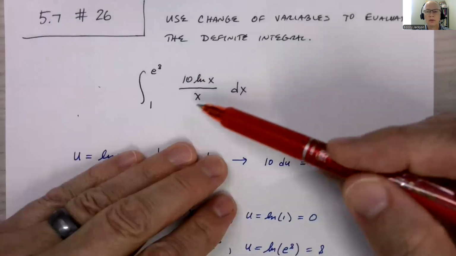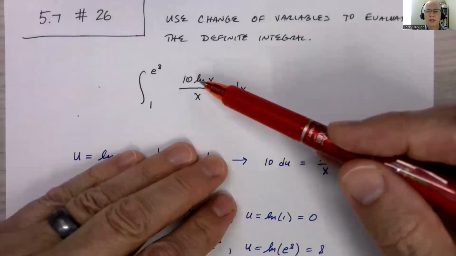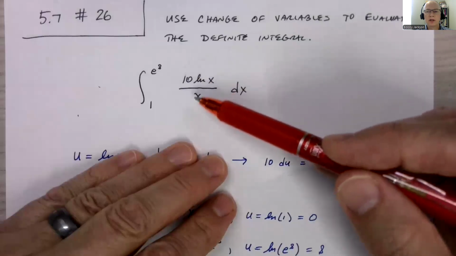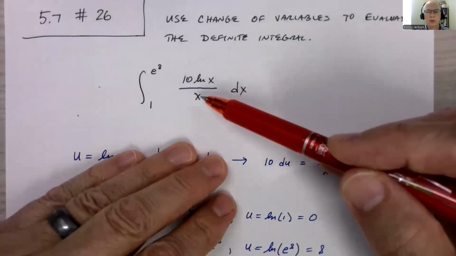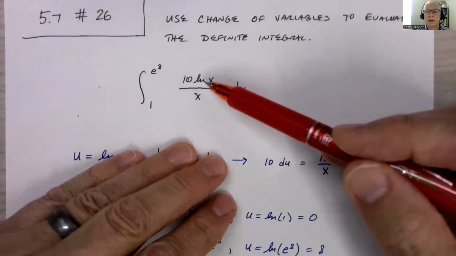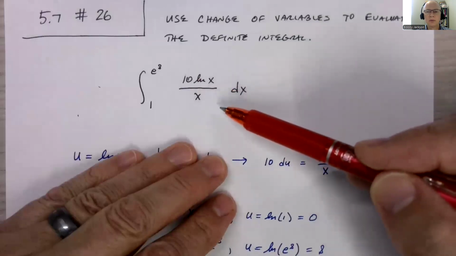It's not an antiderivative that we immediately recognize. I don't really see a composition. Sometimes when we have a fraction, we choose u to be the denominator. That would not be good to choose u equals x, right? If I choose u equal x, du is dx, and I don't change anything really in this integral.